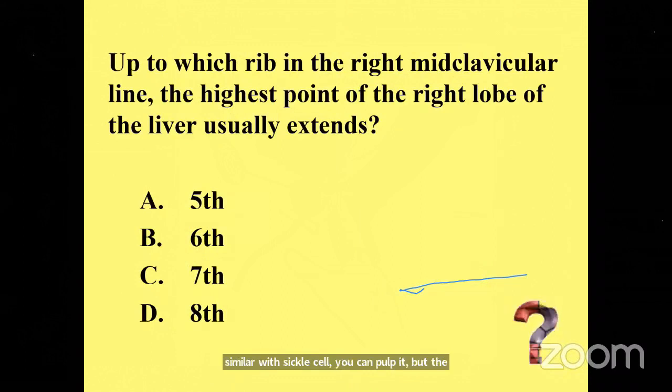So the next question is, up to which rib, in the right mid-clavicular line, does the highest point of the right lobe of liver usually extend? Very, very easy question. 5, 6, 7, 8. Can someone answer this? In between, you should get some simple questions so that you will feel like sitting, right?